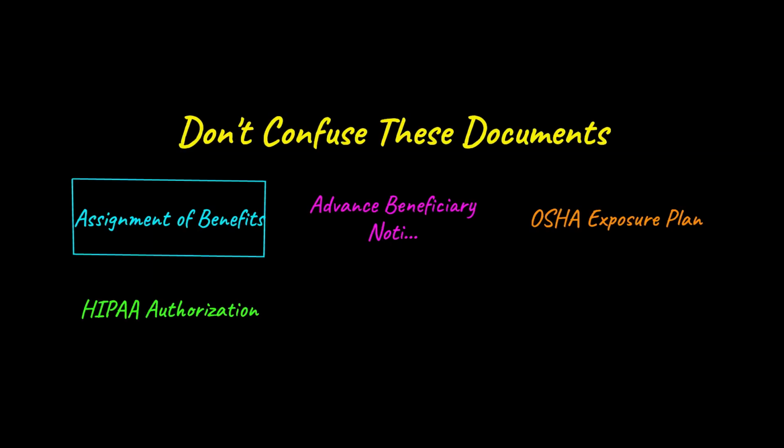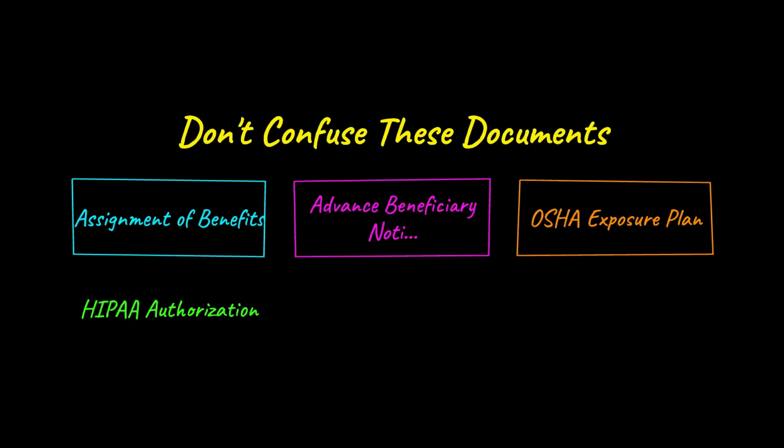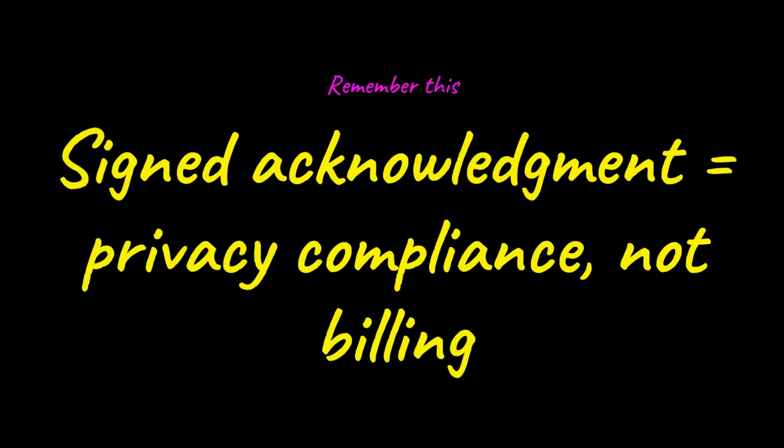Exam writers love mixing this up with similar sounding forms. Assignment of benefits authorizes the insurer to pay the practice directly. Advance beneficiary notice warns Medicare patients about possible non-coverage. The OSHA Exposure Control Plan covers bloodborne pathogen safety, and a HIPAA authorization is needed only when disclosure goes beyond what's already permitted. When a stem mentions a patient signing a privacy notice acknowledgement during registration, that's the Notice of Privacy Practices, not a billing form.